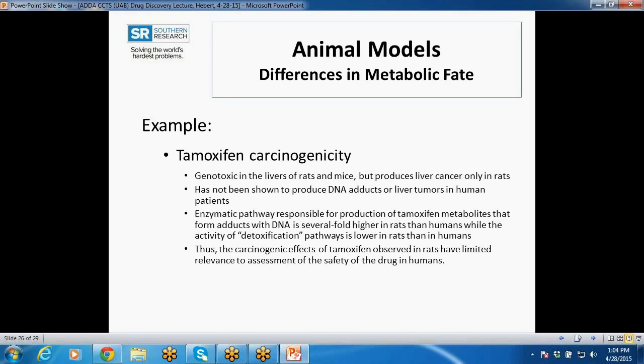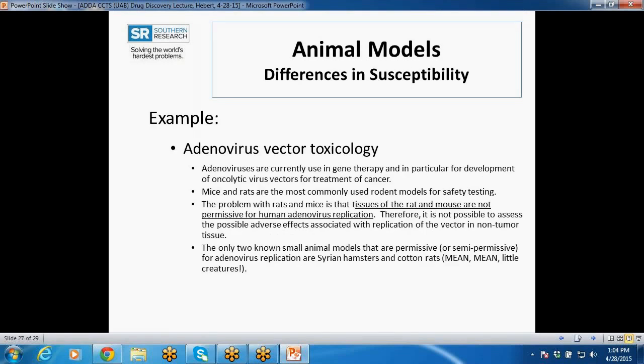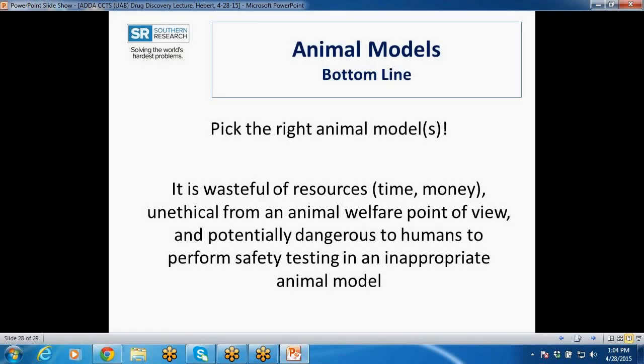I think I'll stop here. I just had a couple more examples. I already talked about adenovirus vectors. Bottom line, pick the right animal model. You're wasting time and money, and it's unethical and potentially dangerous to humans to use the wrong animal model.